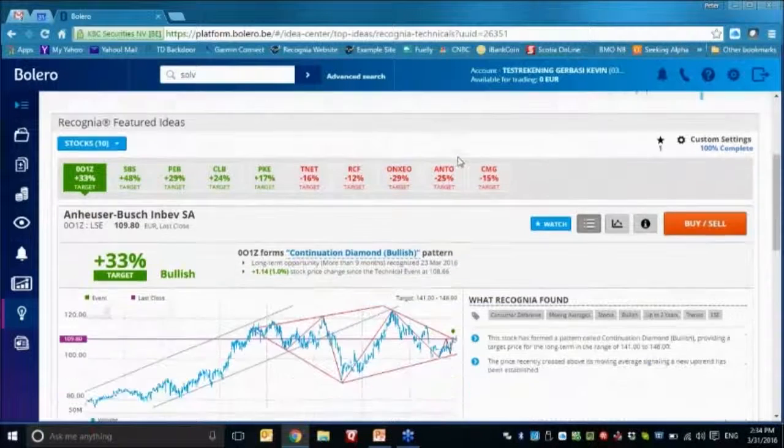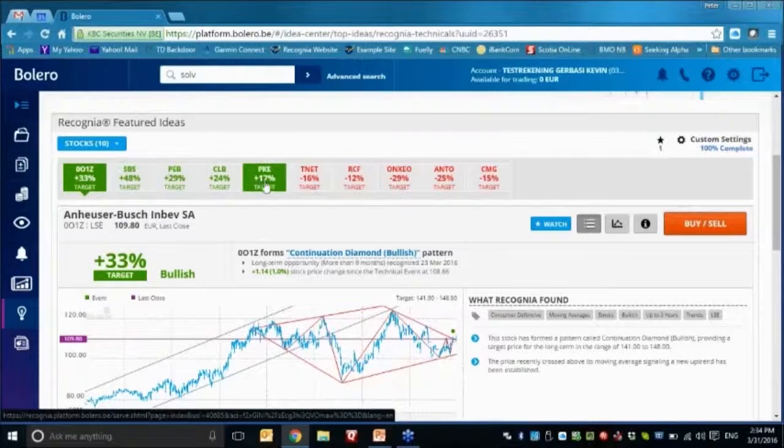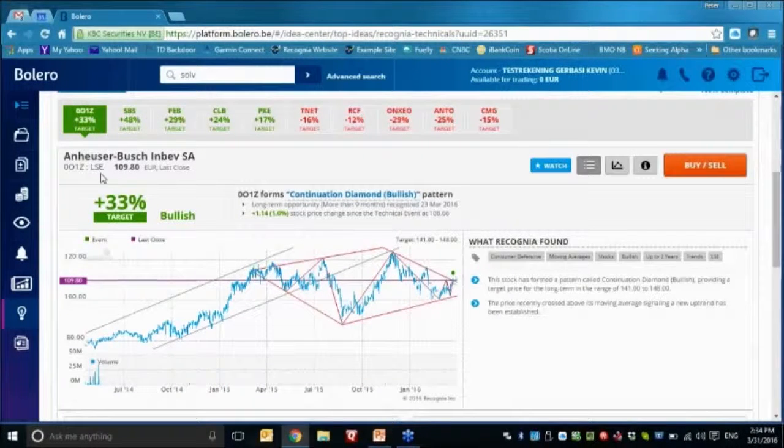Here you see we have a little ideas center, and across the top is called the ribbon. This provides us with trade ideas. As you may guess, the green ideas are bullish and the red ideas are bearish. We have 10 new ideas every day. For example, today we've highlighted the very first one, Anheuser-Busch InBev, trading on the London Stock Exchange. This particular stock was chosen because it's had a pattern called a continuation diamond. Remember we talked about diamonds? The stock is currently trading at 109.80. That's the purple line you see drawn across here, 109.80. We can derive a target price from this particular pattern.